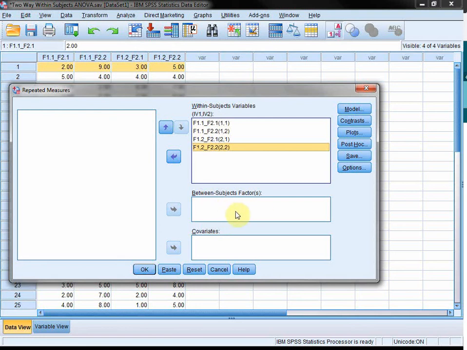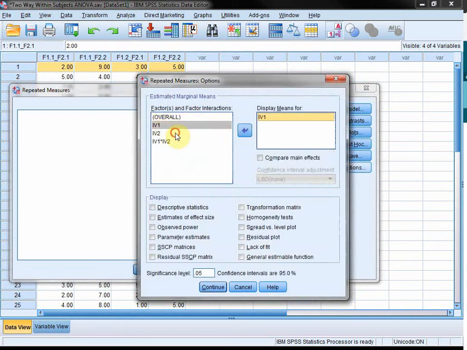We do not have a between subjects factor. If we had a between subjects factor, that would make it a mixed design. So I'd like to run some options just so I get some means, so I can try and understand my effects. What we'll see here in terms of our effects, we have a main effect, and we'll be looking for a main effect of factor 1, a main effect of factor 2, and the interaction effect between factor 1 and factor 2 is denoted here as IV1, IV2.